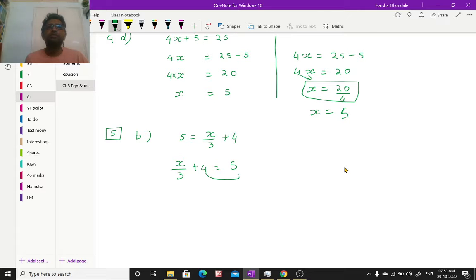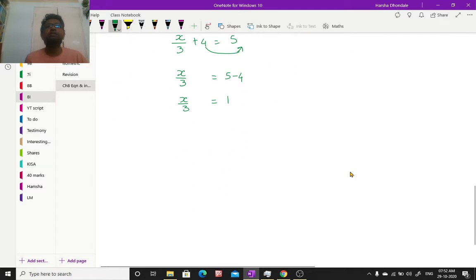Now send this plus 4 on the other side. x by 3 is equal to 5 minus 4, then x by 3 is equal to 1, and then finally we just send this 3 on the other side. Divided by 3, when it goes to the other side, it becomes into 3. x is equal to 1 into 3, x is equal to 3. Next.